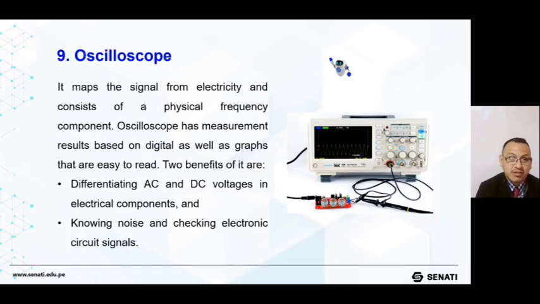Oscilloscope. The oscilloscope maps the signal from electricity and consists of a physical frequency component. Oscilloscope has measurement results based on digital as well as graphs that are easy to read. Two benefits of it are differentiating AC and DC voltages in electrical components and knowing noise and checking electronic circuit signals.